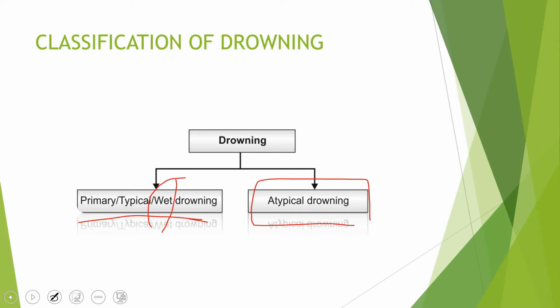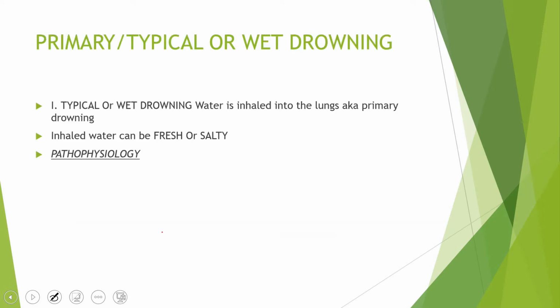In atypical drowning, there is sudden reflex laryngeal spasm of the whole respiratory tract. So there is no aspiration. And as we move on, we will see more details in different slides, so it will become clear. So moving on to the next slide and see what we have there.